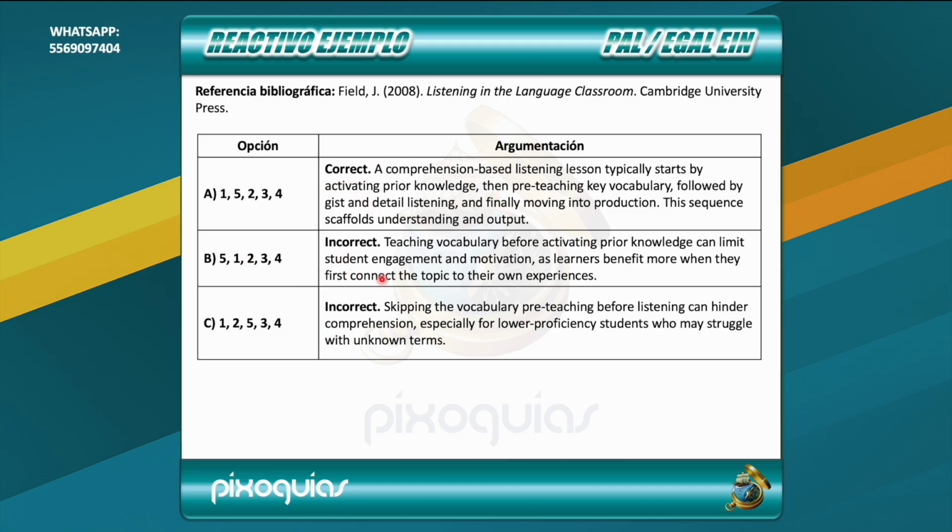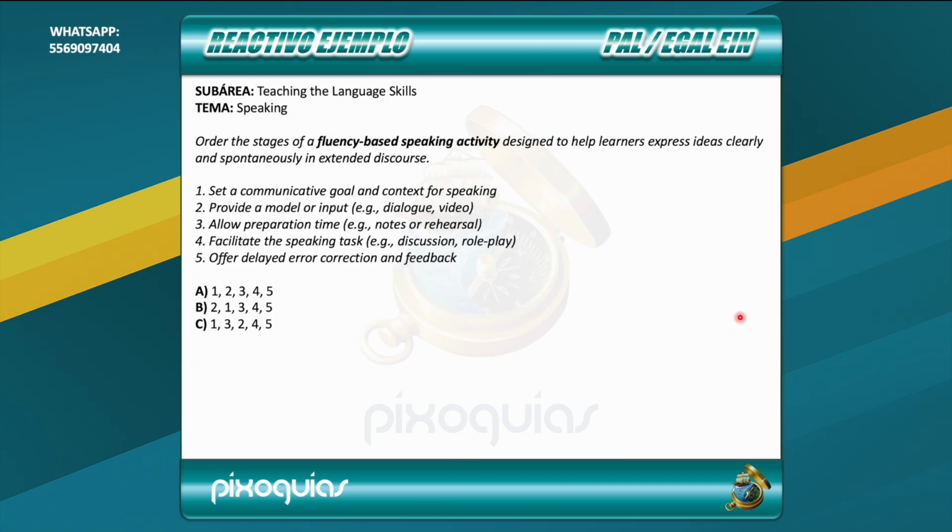Options B and C are incorrect because teaching vocabulary before activating prior knowledge can limit student engagement and motivation, as learners benefit more when they first connect the topic to their own experiences. And C is also incorrect because skipping the vocabulary pre-teaching before listening can hinder comprehension, especially for lower proficiency students who may struggle with unknown terms.